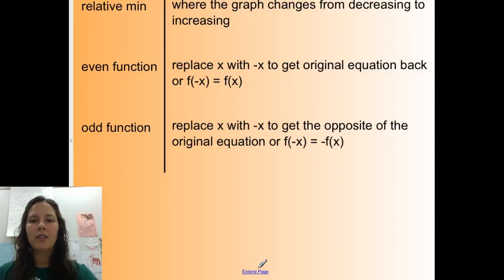An even function, in addition to what it says here, is symmetric across the y-axis. An odd function, in addition to what it says here, has rotational symmetry around the origin. The way that you test for those two different kinds of symmetries is by replacing x with negative x, simplifying the function as much as you can to see what happens. If you get the original function back, it's even. If you get the opposite, you can factor a negative out of everything and you get the same thing back, then it's an odd function.